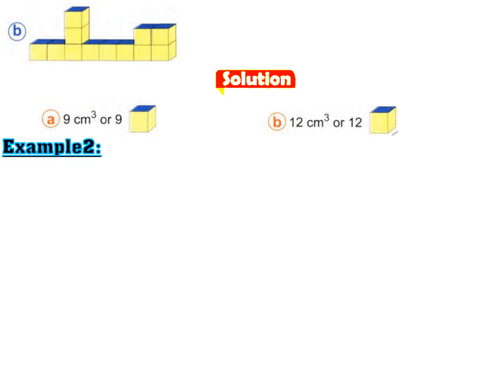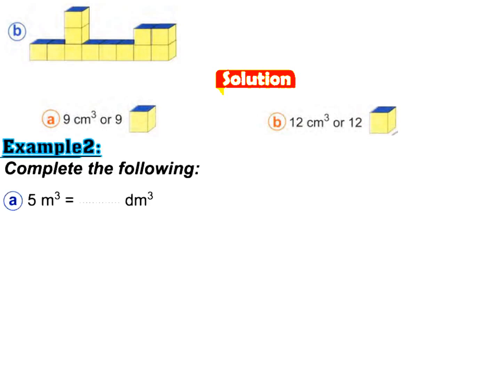Okay. Example number 2. Complete the following: 5 meter cube, converting it into decimeter cube. Firstly, I convert from the greatest to the smallest, so I will multiply, as we know from grade 4 and grade 5. When I convert from the greatest unit to the smallest unit, I multiply. 1 meter cube equals 1000 decimeter cube. So I will multiply 5 by 1000, which equals 5000 decimeter cube.